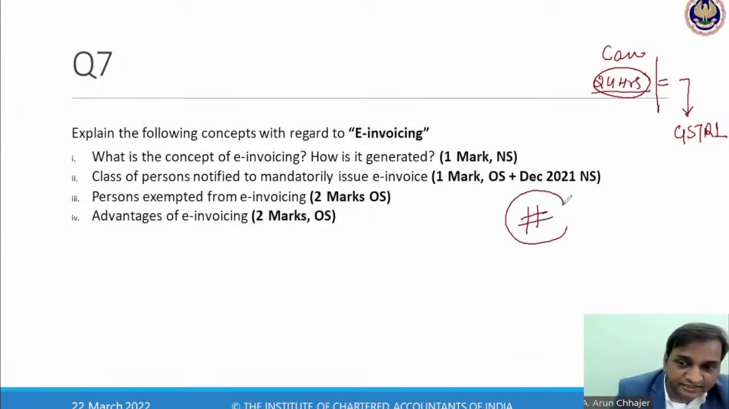Vedant, hash means this number. I hope you have seen this number. This number would be there in the e-invoice number, IRN.